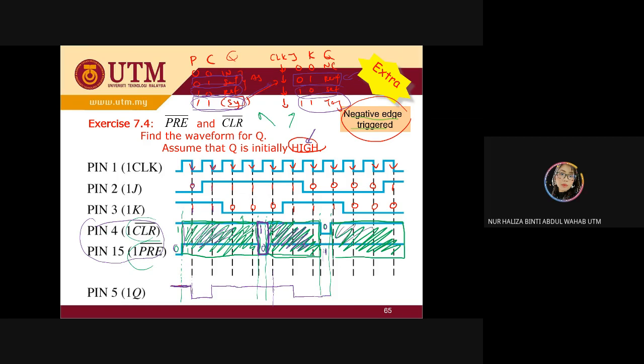And here will be following my flip-flop. I'm going to go until my clock trigger, which is 0 1 is reset. 0 0 no change. 0 0 no change. And 1 0 is set. So this is my output.